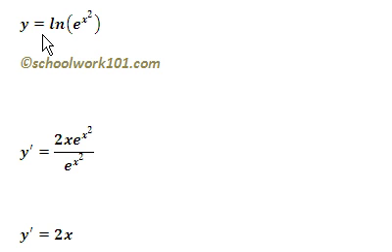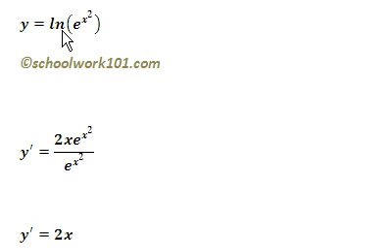Alright, we have y is equal to the natural log, and in parentheses e raised to the x squared. So we've already taken some derivatives of the exponential function with base e. So what did I say? We take the derivative of what's in parentheses, so the derivative of e to the x squared is 2x e to the x squared, right? That means you take the derivative of what's up here in the exponent. The derivative of x squared is 2x, and then you just rewrite the whole thing.